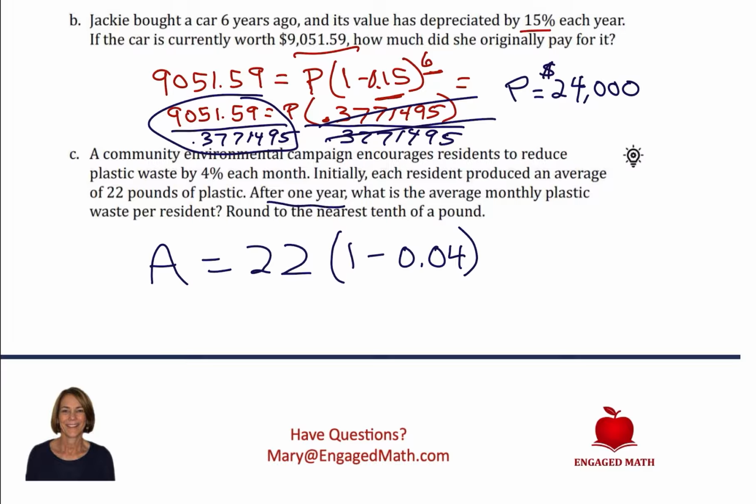But since the rate of decay, or the rate of decrease, is 4% each month, we have to make sure that we use not 1 as our time, but 12, because the rate of decrease is monthly, so the time has to be in months as well. Now you can just type that right into your calculator, and you should get, rounded to the nearest tenth, 13 and 5/10, or 13.5 pounds.